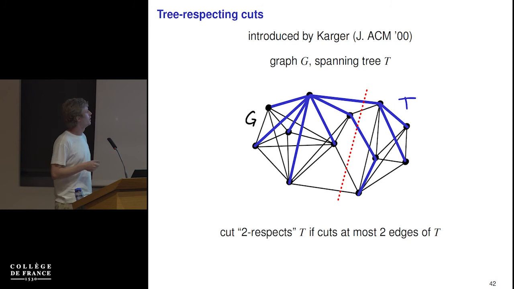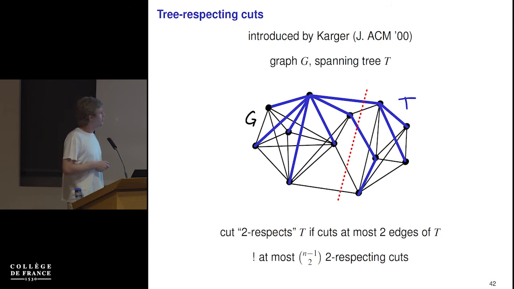Namely, what he showed is that, let's say that a cut 2-respects this spanning tree T if it cuts at most 2 edges of T. So, we have this input graph G, we have this spanning tree T. If we would take a cut like this, we would include 6 edges of the spanning tree T. This is not a 2-respecting cut. If we take this cut, then this cut contains exactly 2 edges of T, and so this is what we call a 2-respecting cut.